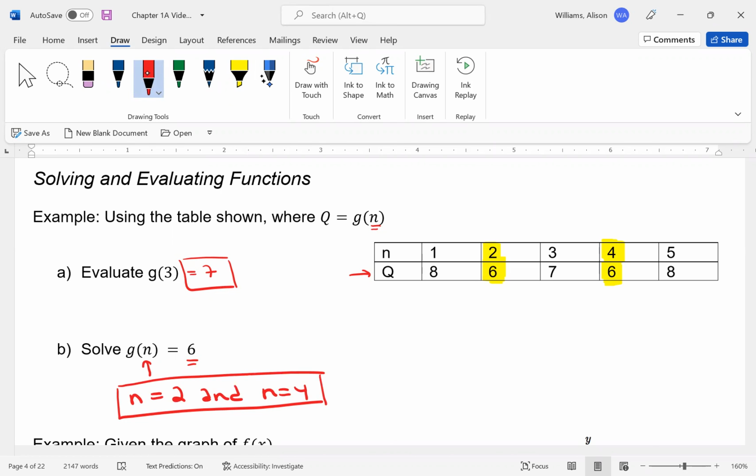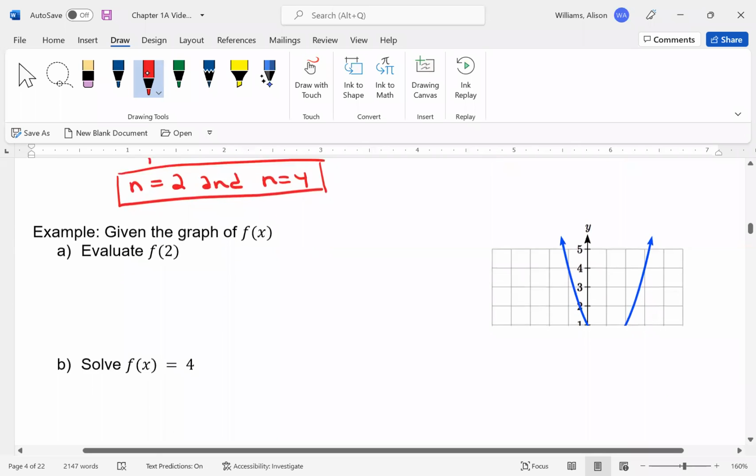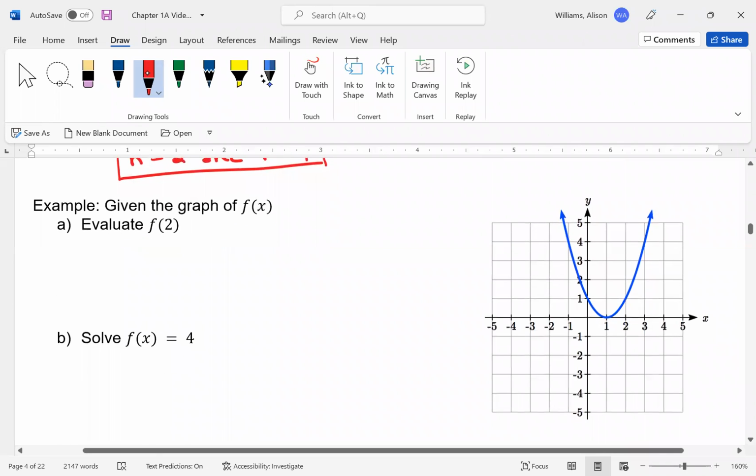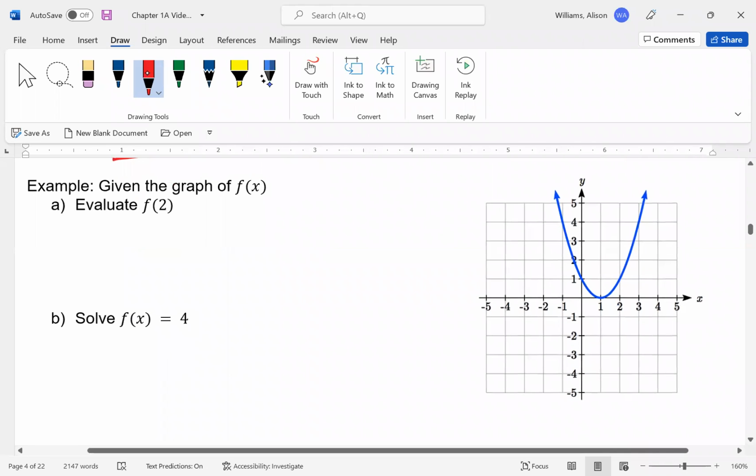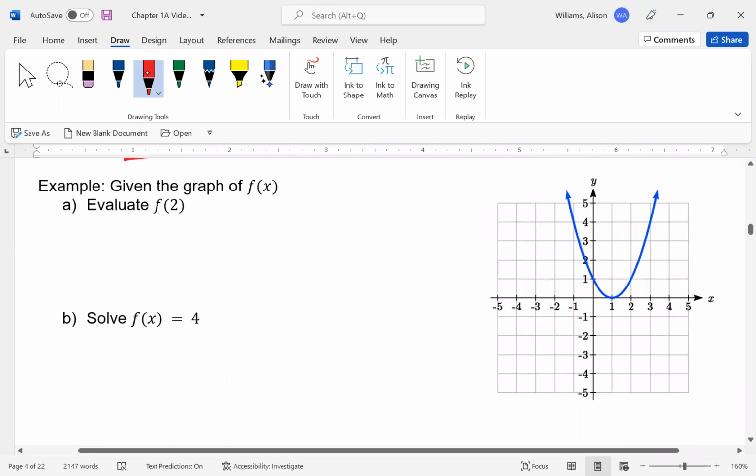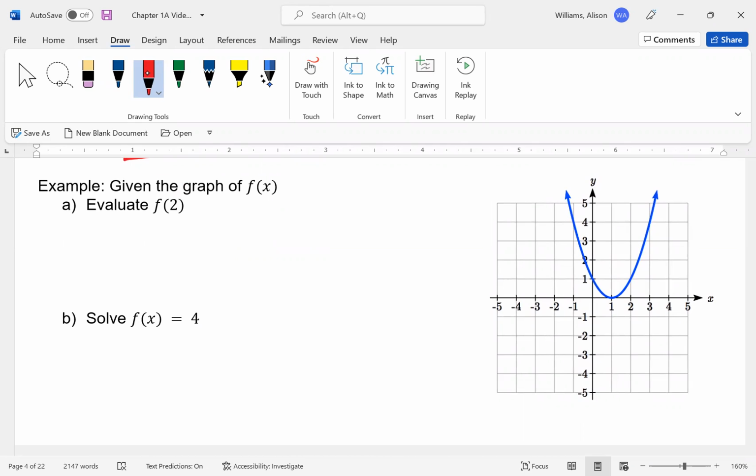Okay, let's look at another example. Now let's use a graph to do the same kind of game. This time, we're looking at this graph. You might recognize this graph. You might even know the name of it. It's called a parabola. We'll talk more about that soon. But in this graph, they are asking me to evaluate f of 2. So they're giving me the input of 2, and they want me to find the output at that value.